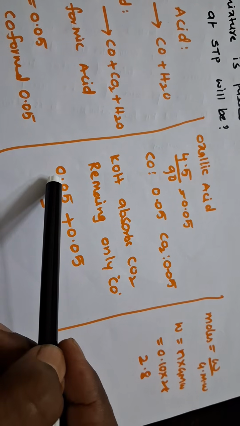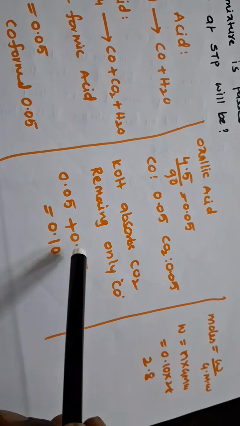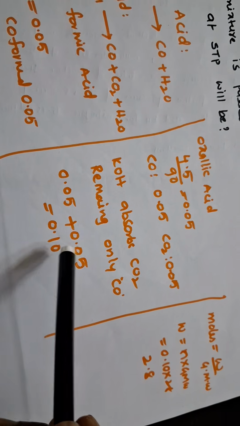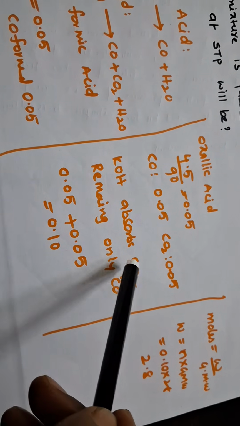So if you add this 0.05 mole which is obtained from the formic acid, and this 0.05 mole obtained from the oxalic acid, if you add these two, 0.10 will come. Carbon dioxide is not included.